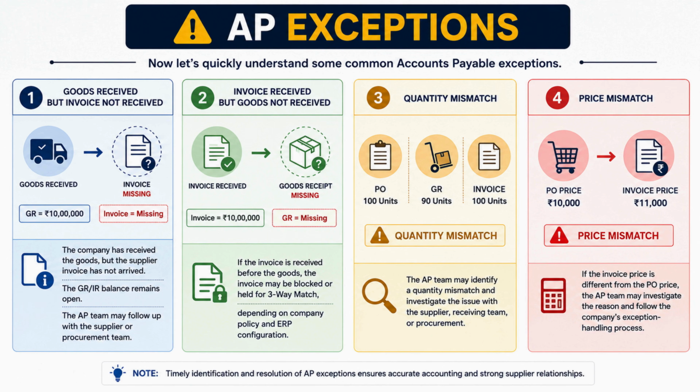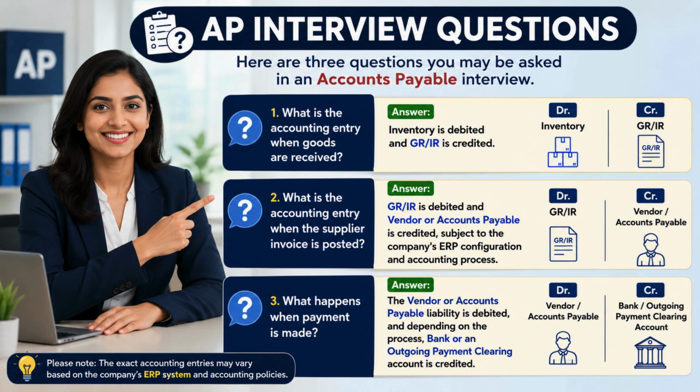The AP team may identify a quantity mismatch and investigate the issue with the supplier, receiving team, or procurement. If the invoice price is different from the PO price, the AP team may investigate the reason and follow the company's exception handling process. Here are 3 questions you may be asked in an accounts payable interview.